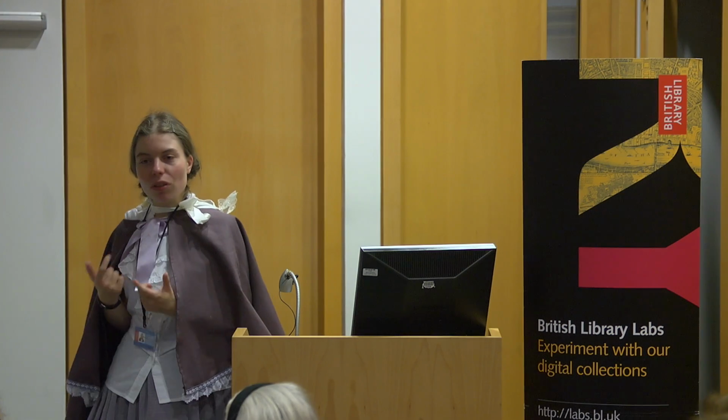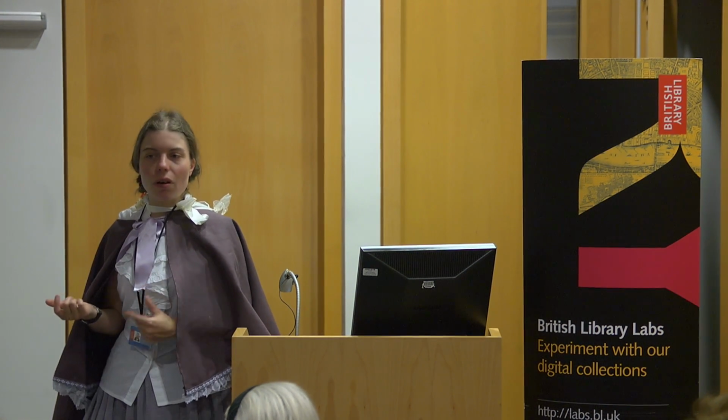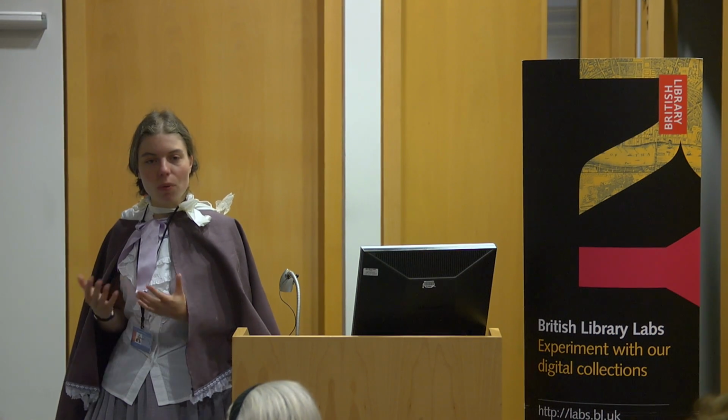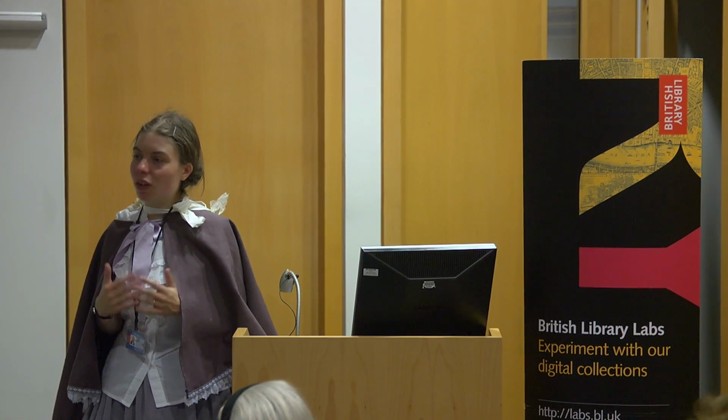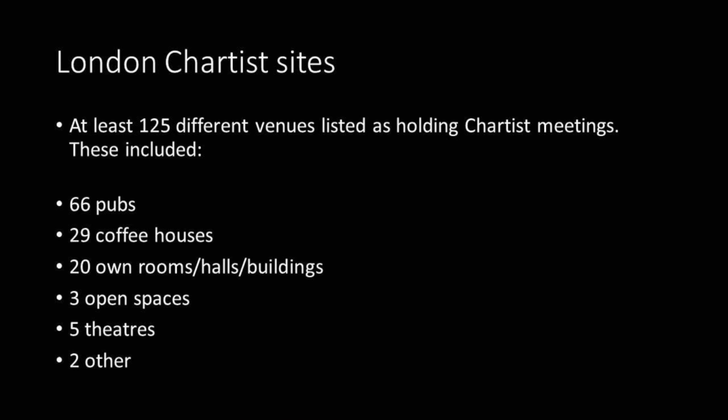My knowledge of London Chartism is still quite based on the Northern Star and my secondary reading. So I won't pretend to be an expert, but this is what I've come up with so far to find out. I've got about 125 and rising venues in London that have come up in the Northern Star data, which is a huge amount, I think.